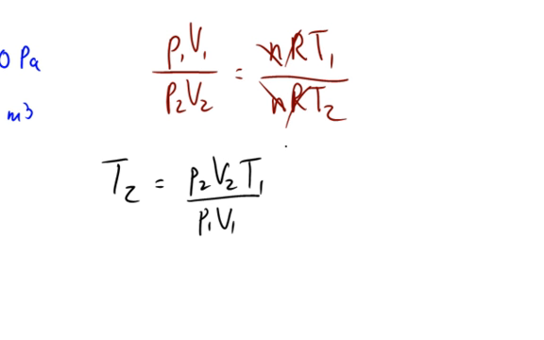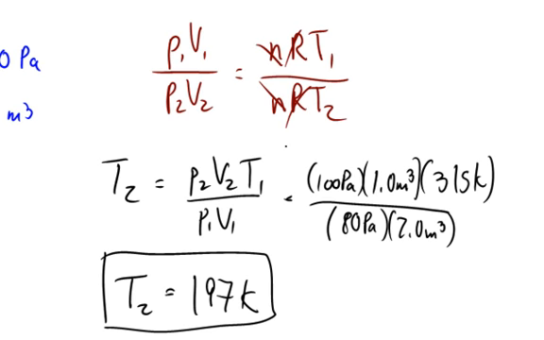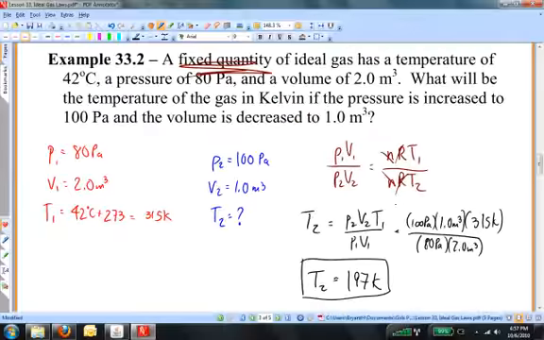And now I put in the numbers and put them in my calculator. And if I round to 3 sig figs, I get 197 Kelvin is the new temperature. In other words, the gas cools off as a result of all these processes that I did.